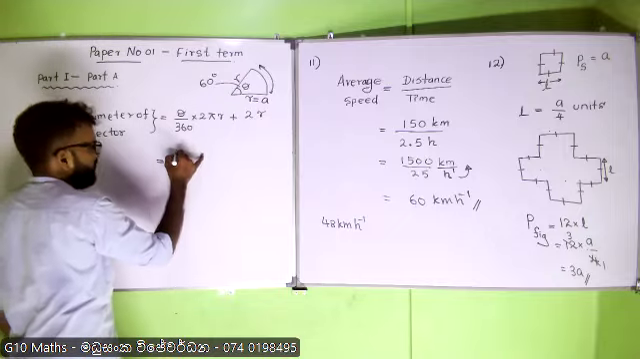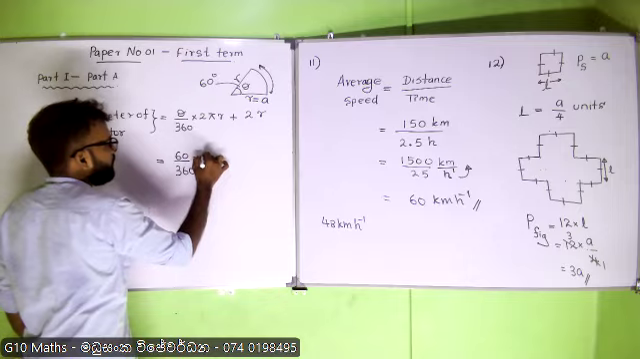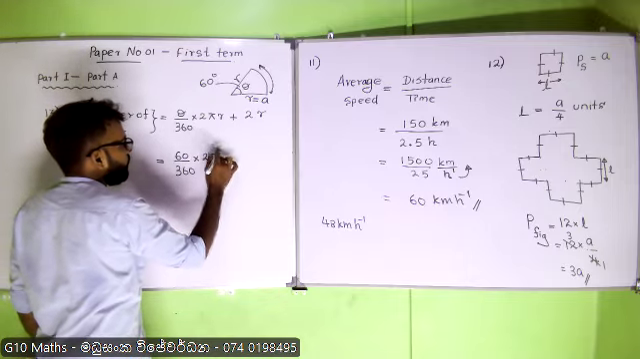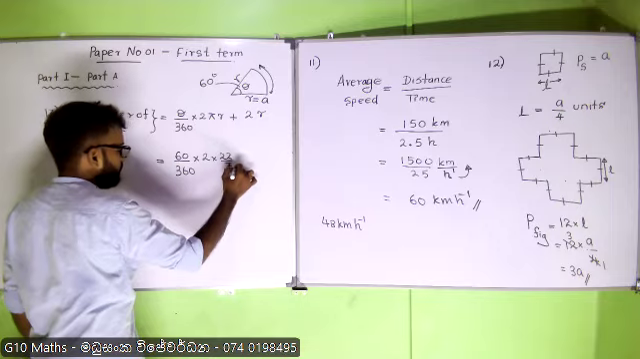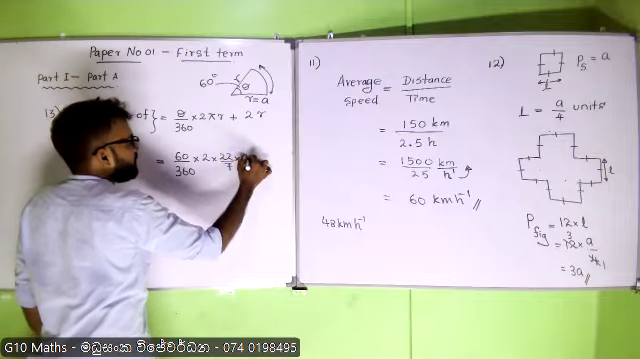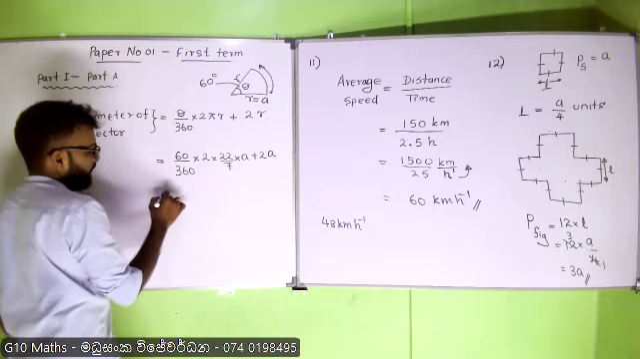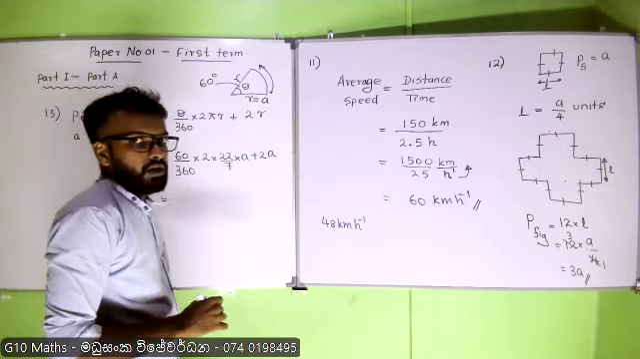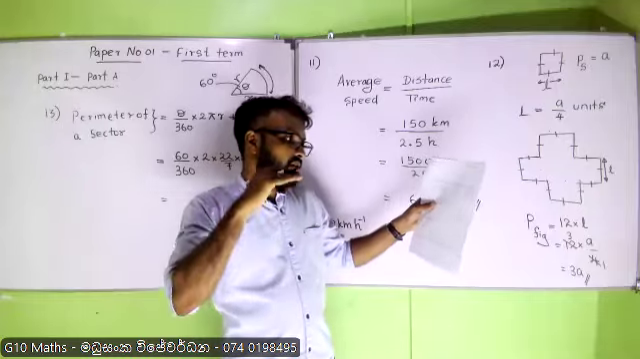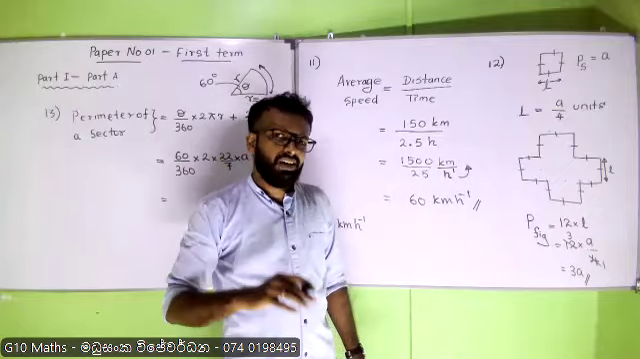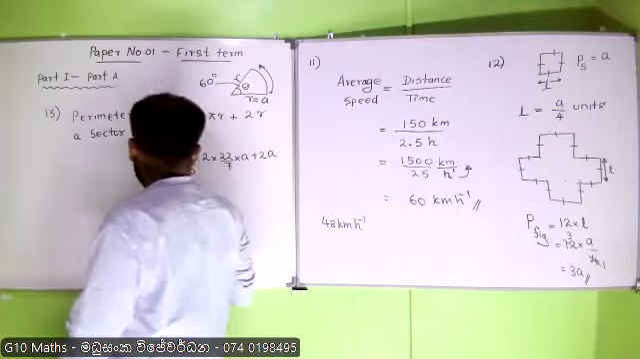So you have to substitute: 60 divided by 360 multiplied by 2 pi, pi meaning 22 upon 7, R meaning A, plus R meaning A, 2A. Now simplify. I told you, forget what they have given. Apply what you know, then simplify, or you will mess up.